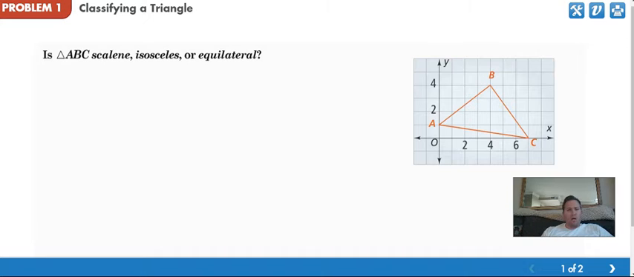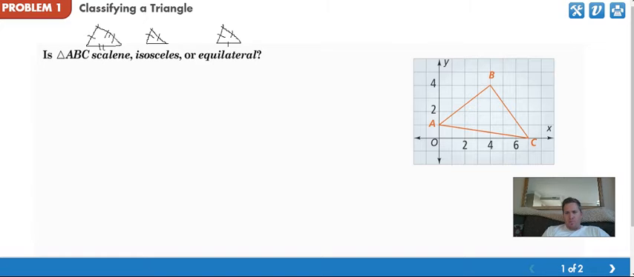Alright, so our first problem, problem number 1, wants to know about this triangle on the coordinate plane: is it a scalene, isosceles, or equilateral triangle? So what are we trying to find? We know an equilateral triangle means that all the sides are equal. It's equilateral and equiangular. Isosceles means that two of the sides are the same. And scalene means we have a triangle where all three sides are different. So we got to try and find which one it is.